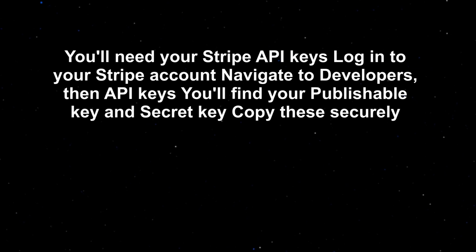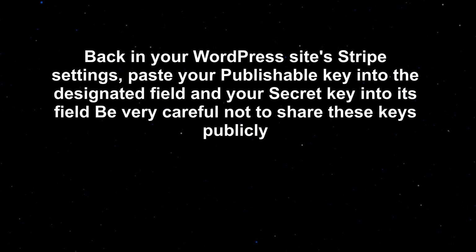You'll need your Stripe API keys. Log into your Stripe account, navigate to Developers, then API keys. You'll find your publishable key and secret key. Copy these securely. Back in your WordPress site Stripe settings, paste your publishable key into the designated field and your secret key into its field. Be very careful not to share these keys publicly.